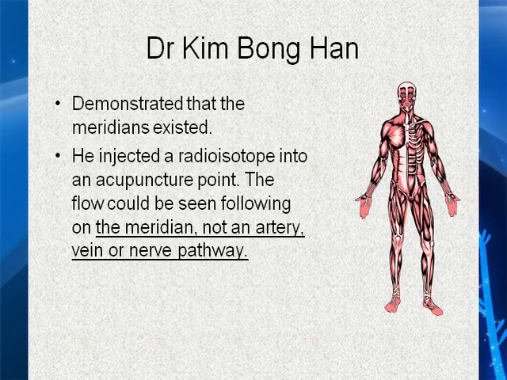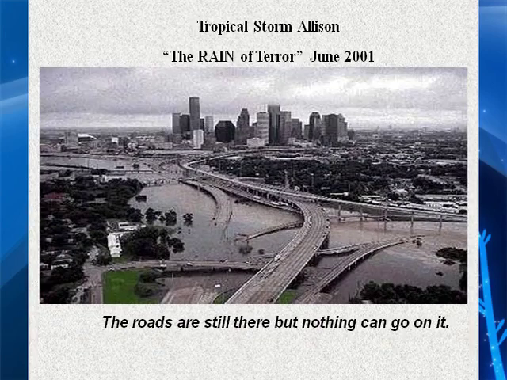He injected a radioisotope into an acupuncture point. The flow could be seen following the meridian, not an artery or a vein or a nerve pathway. This is an analogy of the meridian. Here, I see a freeway that's temporarily blocked by water.